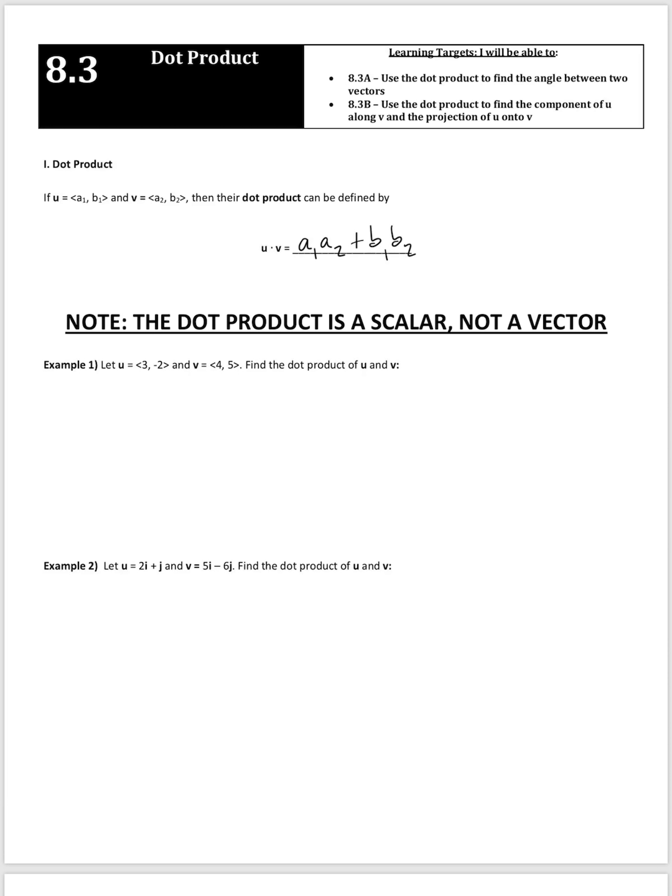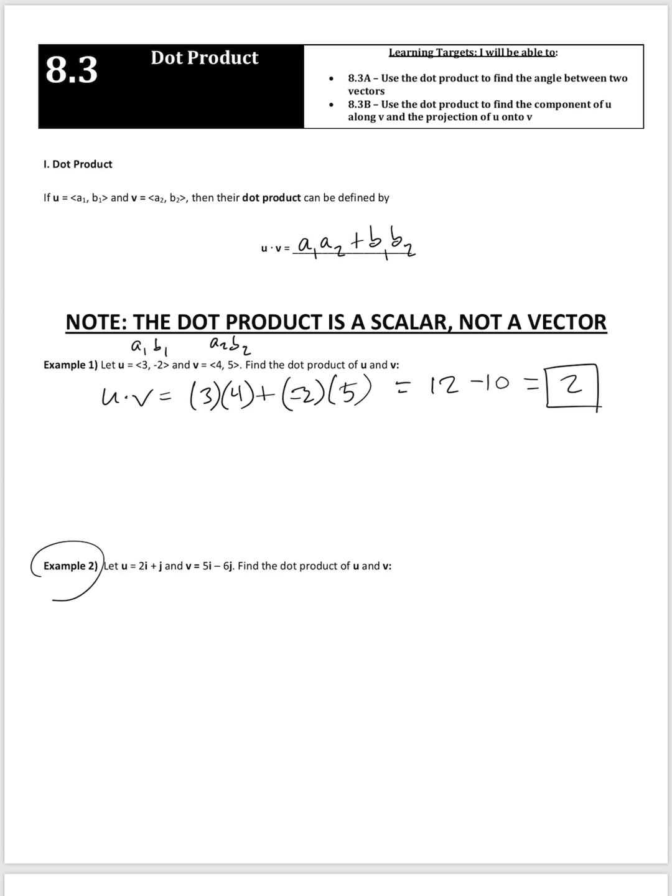Again, I always think it's useful to label everything. So u is a1, b1, and v is a2, b2. So finding the dot product, u dot v, that's going to be the two a's multiplied together, and then we'll add the two b's multiplied together. And 3 times 4 is 12, negative 2 times 5 is negative 10. So in this case, the dot product between these two vectors is simply 2. So really, that's all. That's how we calculate the dot product in general. Go ahead and try example 2 on your own. It shouldn't take you all that long.